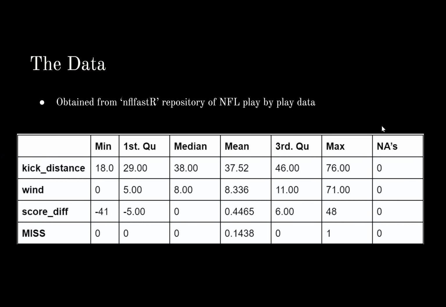NFL Faster is an open source R package developed by Sebastian Carl and Ben Baldwin. It builds upon the package NFL Scraper, built by Horowitz, Yurko, and Ventura by adding advanced metrics, and it also obtains play-by-play data much faster, as suggested by the package name. The repository data was originally scraped from NFL.com and Pro Football Reference.